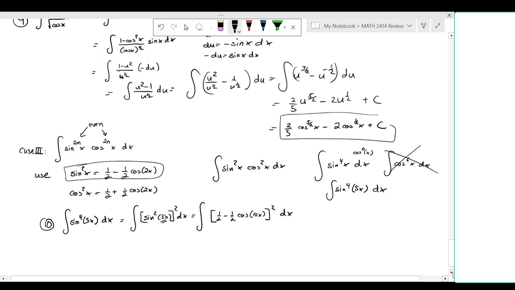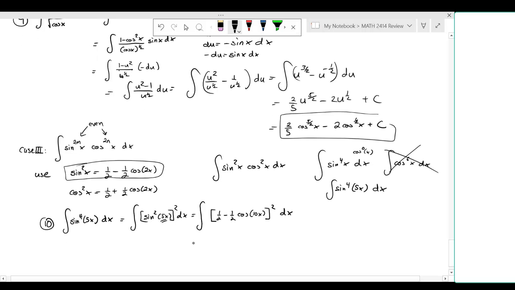Okay. So what do you think we have to do next? Yeah, just go ahead and FOIL that stuff out, multiply it out, and we get a half times a half, which is a quarter, and then minus a half cosine 10x, and a quarter of cosine squared 10x, after squaring the binomial the correct way.